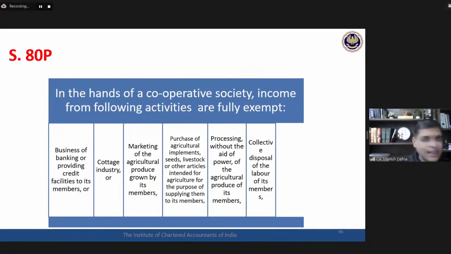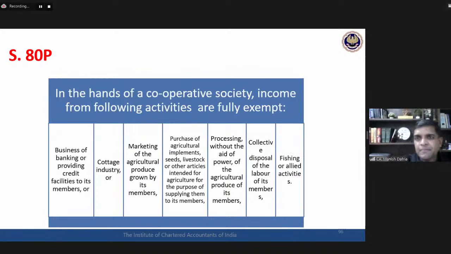Next one, labor cooperative society. Collective disposal of the labor of its members. Now, this is a cooperative society which has all laborers as its members, and their wages are determined by the cooperative society. The cooperative society collects the wages and then distributes them amongst the members. In the process, if some profit is earned by the society, it is fully exempt. So, for collective disposal of the labor of its members, full exemption is available.